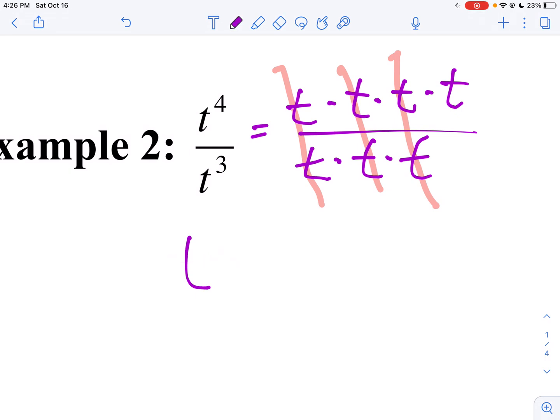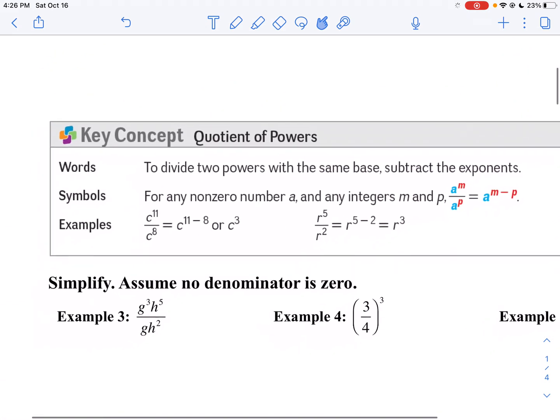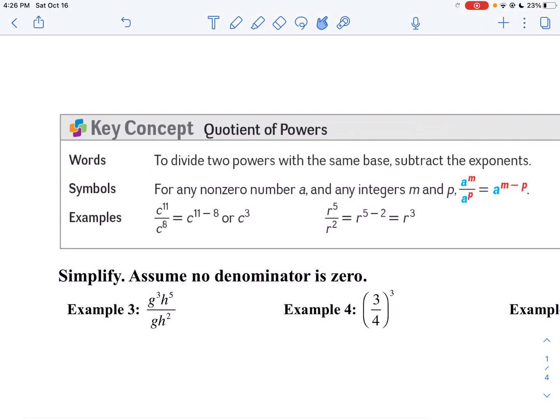Well, the pattern is, if you're dividing exponents and the bases are the same, we can subtract the exponents. So if I have the same base, all I do is subtract the exponents. It kind of makes sense because when we multiply, we add. So when we divide, we subtract.